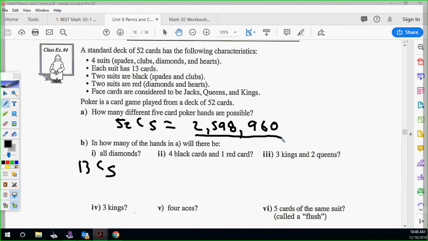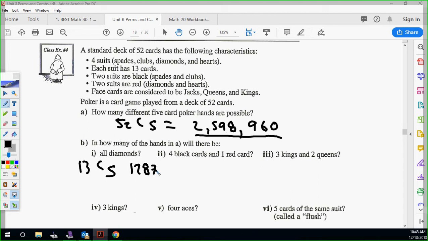Okay, so let me say it again. Here's the difference. This one simply said how many different 5-card poker hands are possible. That's it. This says how many different hands will there be all diamonds. So what you have to do is figure out how many combinations of all diamonds are possible. So 13 diamonds there are. How many ways can I get 5 of them? That's the possible ways. That's not a percentage or a probability. To make it a probability, we'd put it over this, the total number of hands. So 13C5 is 1287.